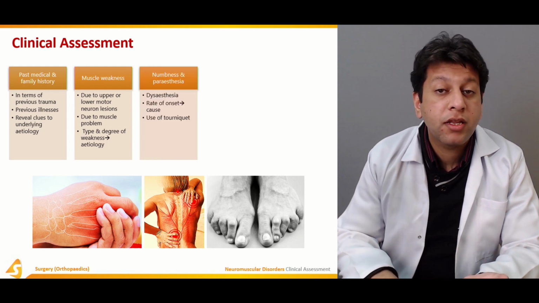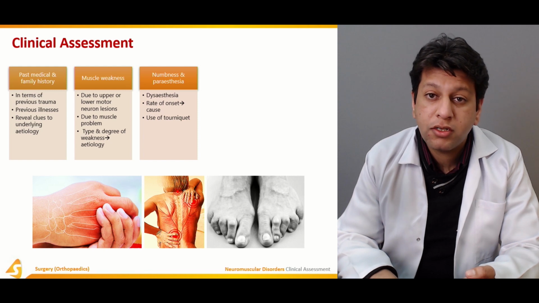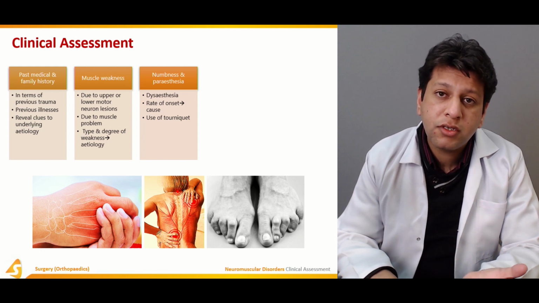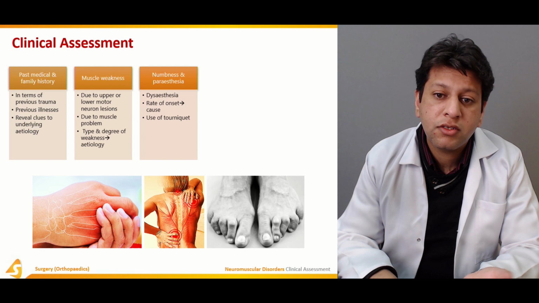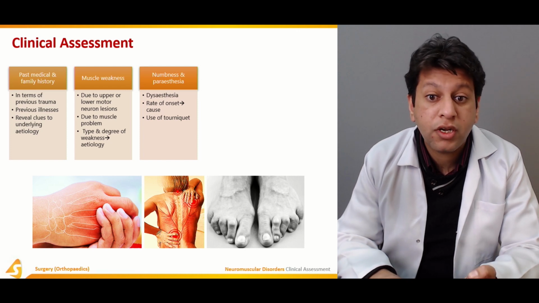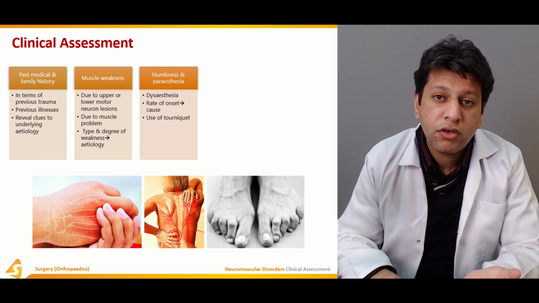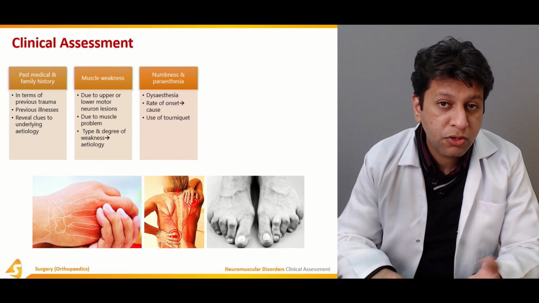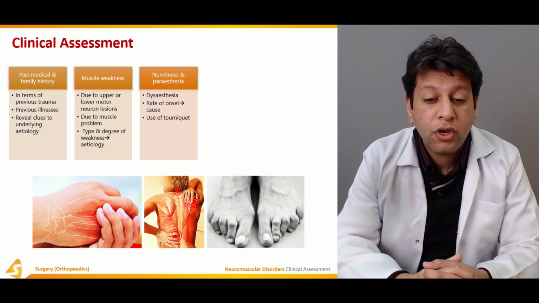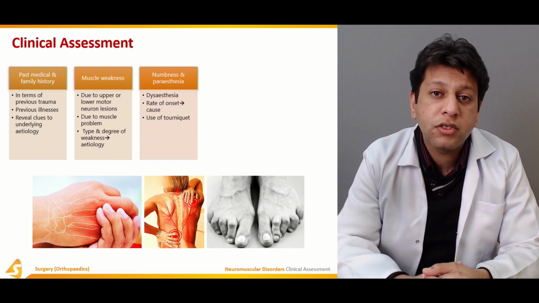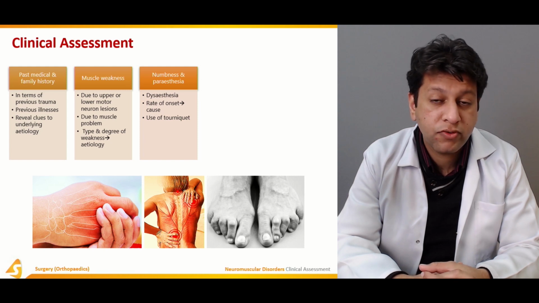Then numbness and paresthesias are important as well in the history. Does the patient have associated dysesthesias? If yes, then what was the rate of onset? What is the cause? If there was a history of any surgery, was there any tourniquet use? Post-tourniquet palsy is very rare, but it can occur, especially in the case of children.